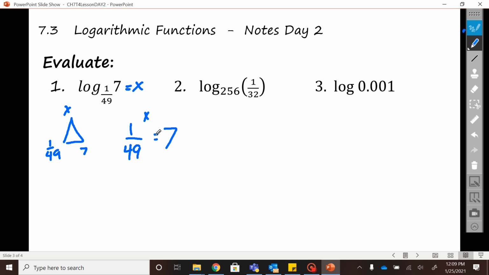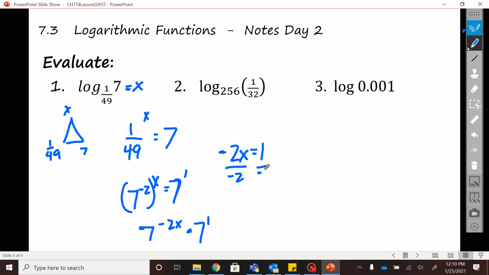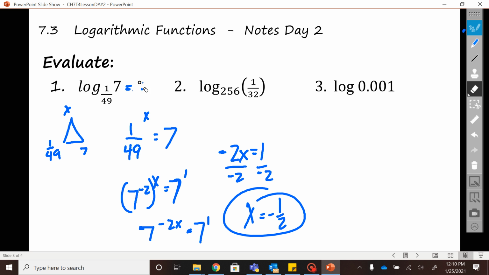So the first thing I need to do is write them as the same base. So 1 over 49 is 7 to the negative second power, and this is 7 to the first power. If I multiply those, I have 7 to the negative 2x equals 7 to the 1. And now they have the same base, so I can just set the exponents equal to each other. Negative 2x equals 1. Divide by negative 2, x is equal to negative 1/2. So that must mean that if I go back up here and evaluate this, it is equal to negative 1/2.